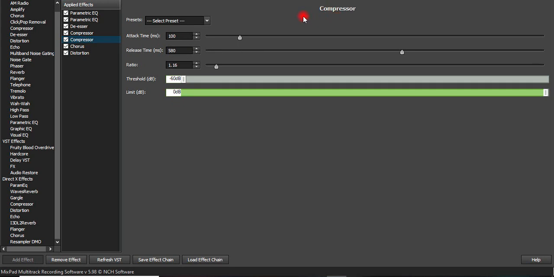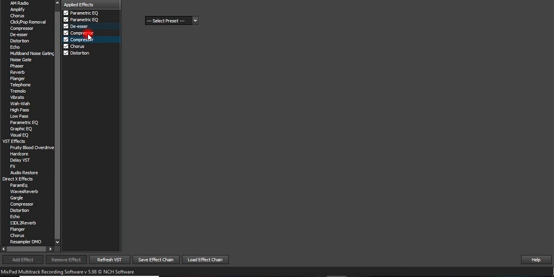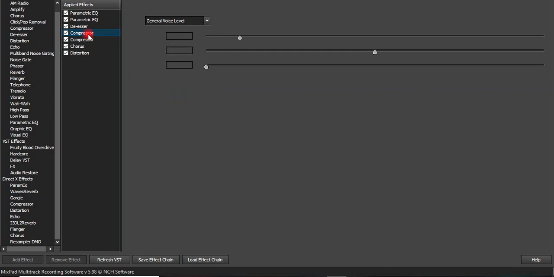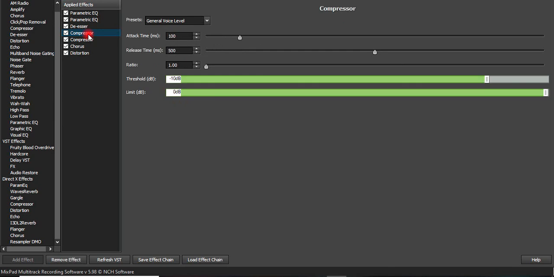Then I went to my second compressor. The first compressor I usually use as a volume knob, because the first thing I want to do is make my vocals sound a little bit high at the same time. That's why I use this general voice level.